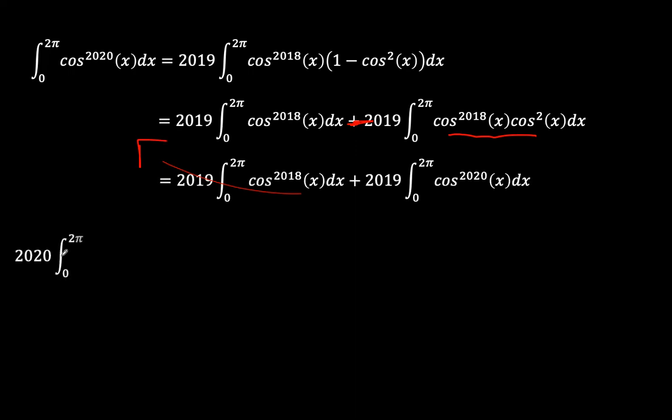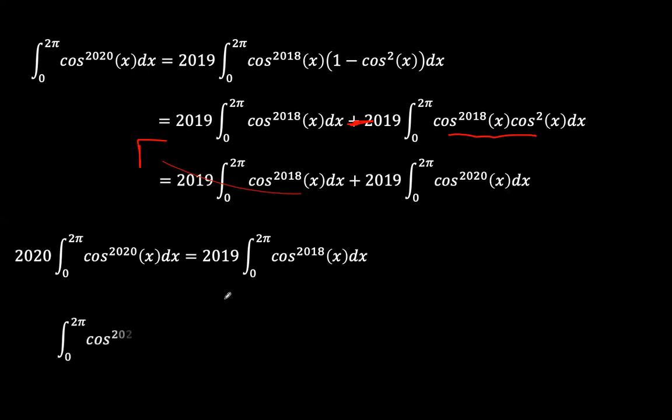And so we have 2019 plus 1, which is 2020, times this integral being equal to cosine 2019 times the integral of cosine 2018 of x. Now divide both sides by 2020. We have the integral of cosine 2020 from 0 to 2 pi is the same as 2019 over 2020 times the integral from x equals 0 to 2 pi of cosine 2018 x.